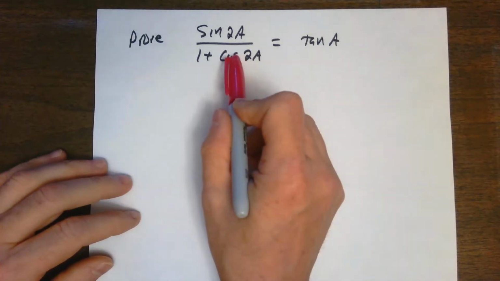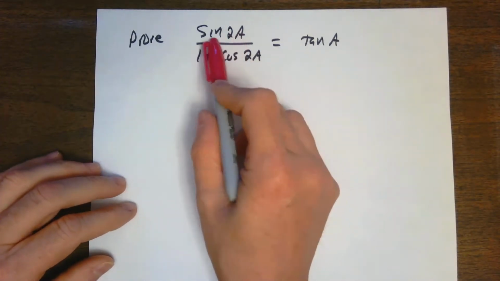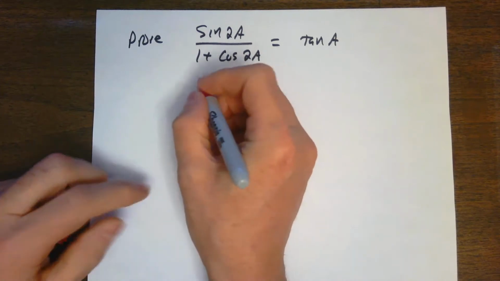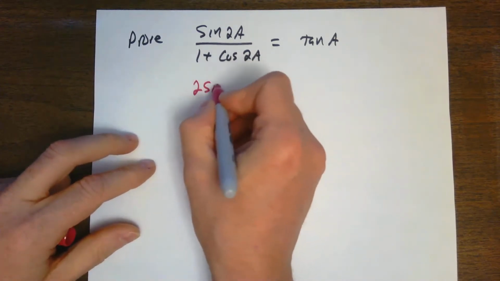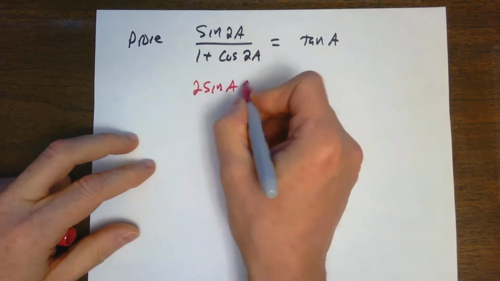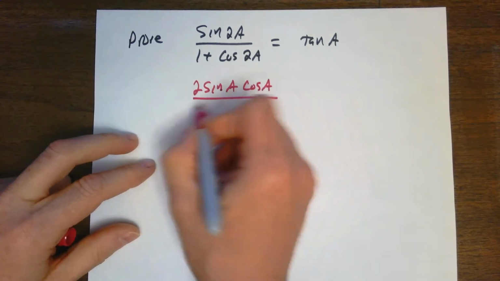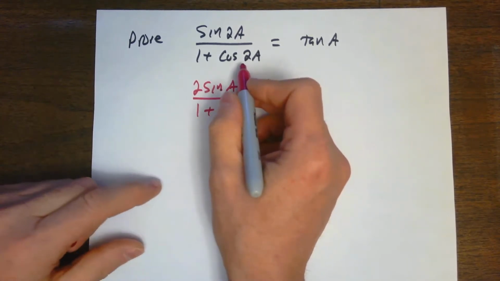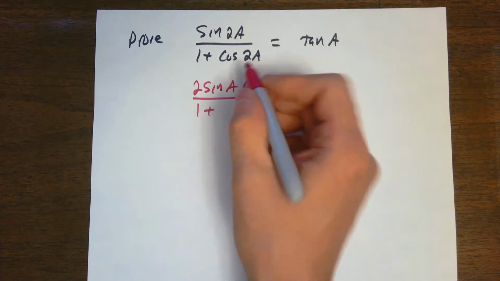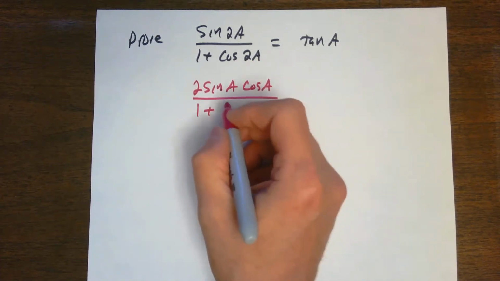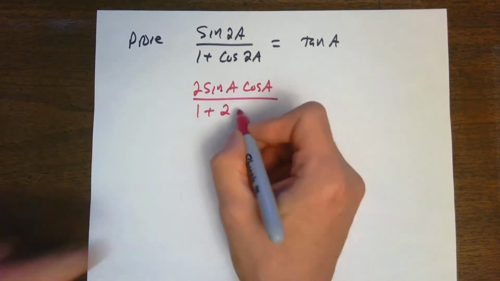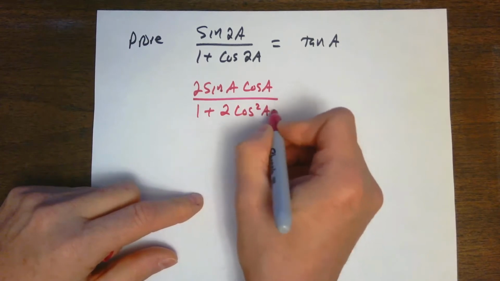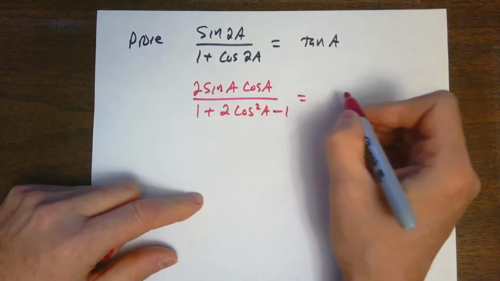I'm going to substitute in here. Well, the sine of 2 times an angle, I know that's the same thing as 2 sine cosine over 1 plus the cosine of the double angle. Now I've got a whole bunch of different possibilities that I can plug in here. I'm going to use the 2 cosine squared minus 1.